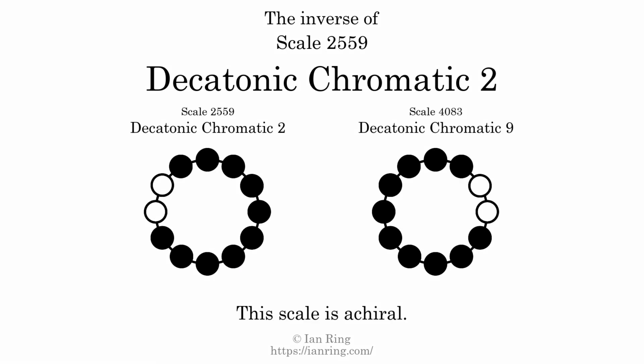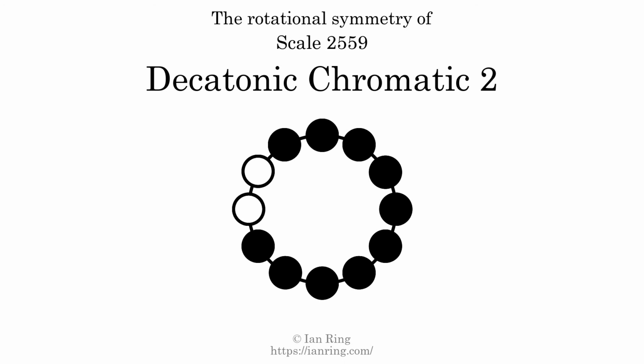The inverse of a scale is a mirror image. It is what you get when the sequence of intervals is reversed. The inverse of this scale is scale 4083, also known as Decatonic Chromatic 9. This scale is achiral, since it can transform into its own reflection by a rotational transformation. This scale has no rotational symmetry.